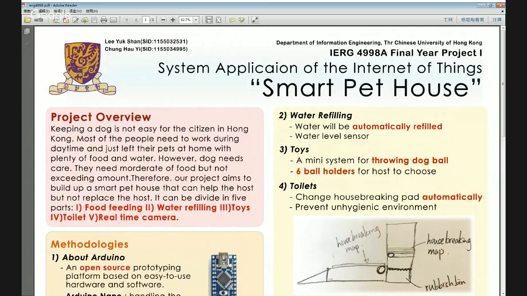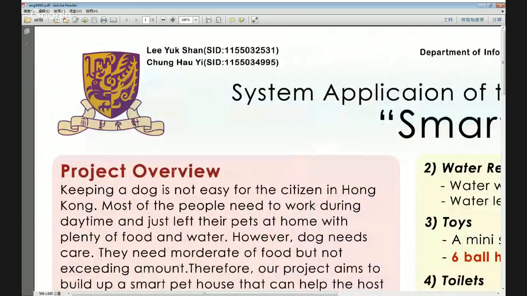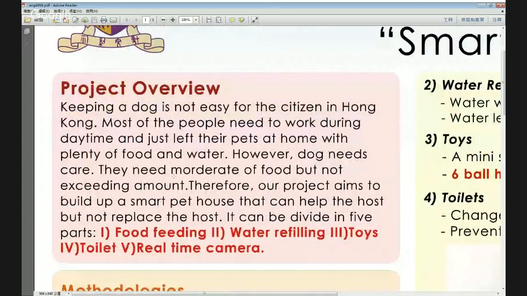Our final year project topic is the system application of the Internet of Things, and we would like to build a smart pet house. Why do we have this idea? Recently, it is not easy for citizens of Hong Kong to keep a pet because we always need to work during daytime. Most of the hosts will leave plenty of food and water, which sounds like it makes sense.